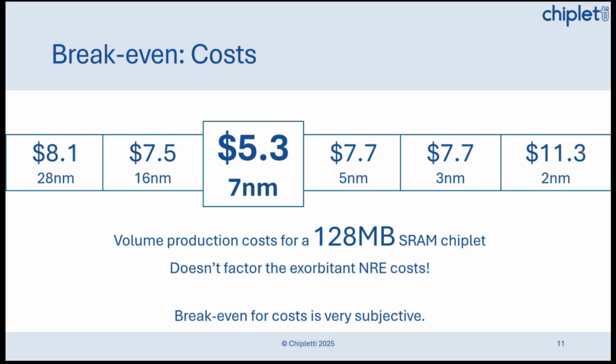So if I had to make 128 megabytes of SRAM on a 2 nanometer, that would be almost, $11 is conservative, almost 3x the cost of making it in 7 nanometer, when you take the yields into account, because 2 nanometer is not at the same yield as 7 nanometer. So that's the break-even cost analysis you need to do, which is, my cost might be lower as well at this point.